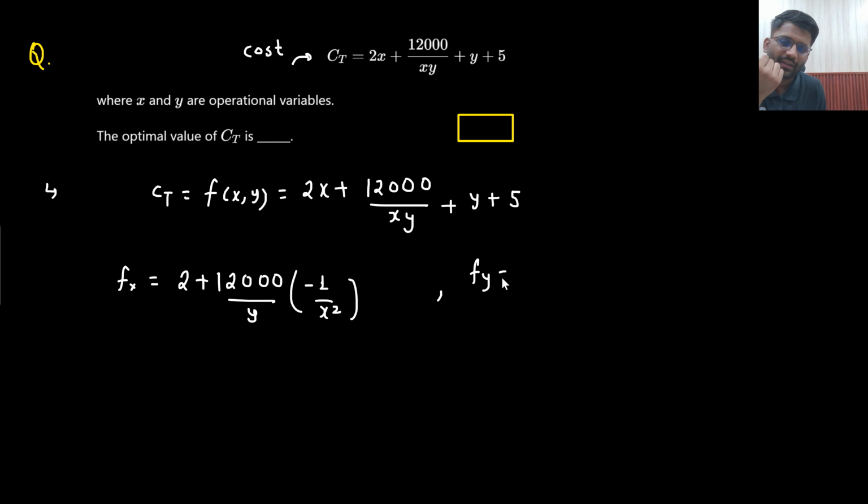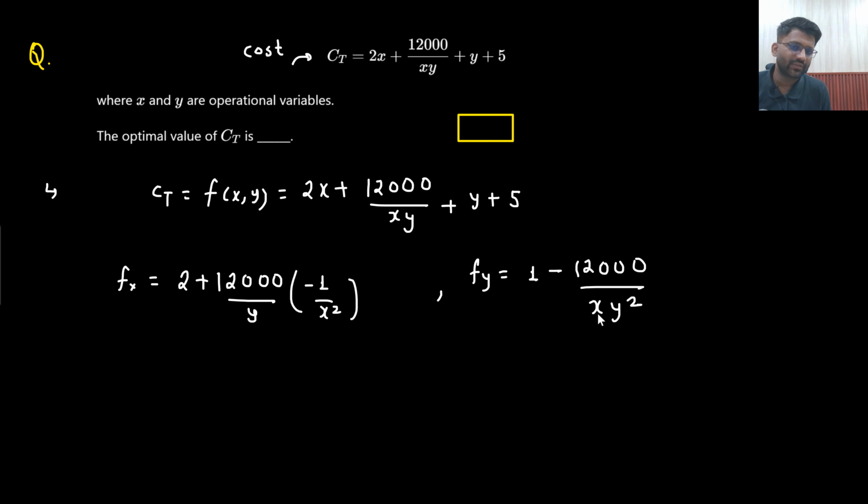What will be fy? This will be 0, this will be 1, and this will be treated as constant only, divided by y square. I hope you will be able to find out fx and fy on your own. This much you will be able to do. 2x gives 2, then 12,000 by y will be treated as constant. 1 by x will have the differentiation of minus 1 by x square. This will be y, which will be constant, 0. Here 2x will be constant, y will have the differentiation of 1, differentiation of 5 will be 0.